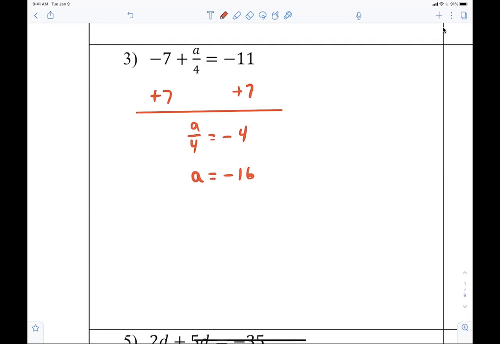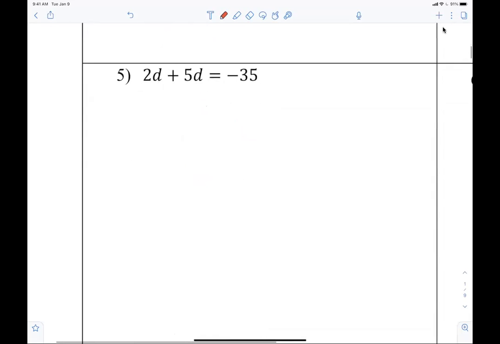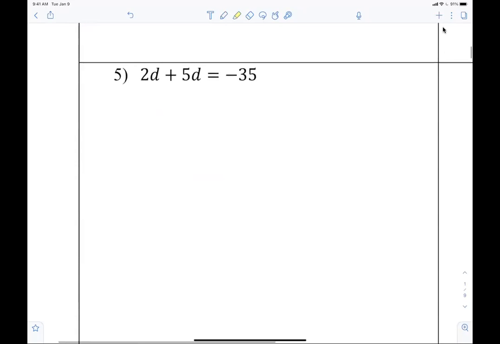Everybody good with that? All right, in a few minutes, I'm going to let you tell me how to do it. We're just warming up here a little bit. Now with number 5, you have to tell me what is 2D plus 5D? 7D, that's correct. Everybody remember that? Combining terms. And now what? Divide by 7, so D equals -5. All right, I'm happy with that.